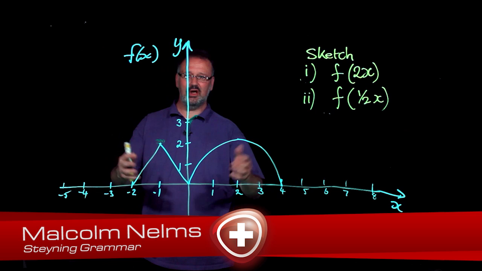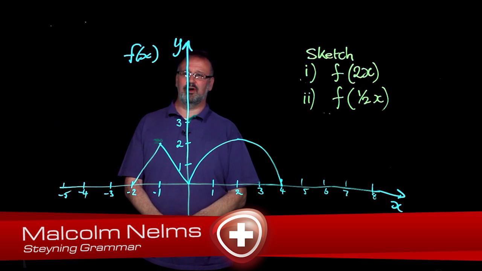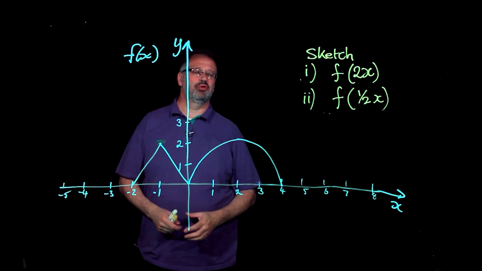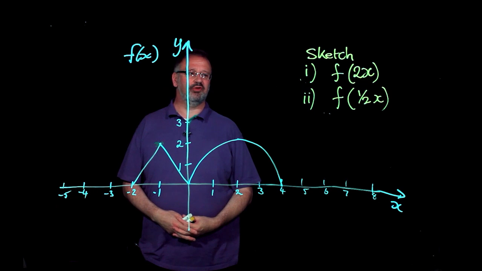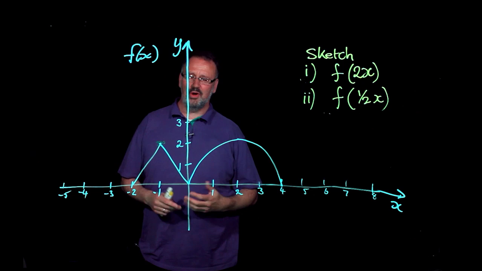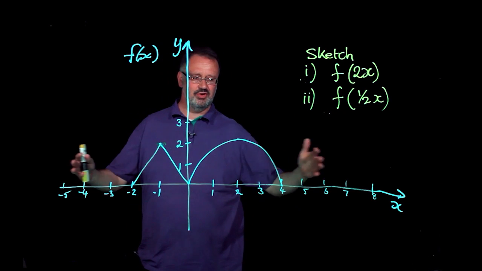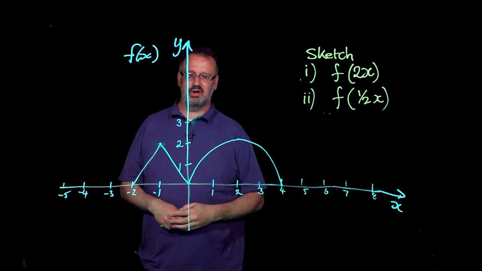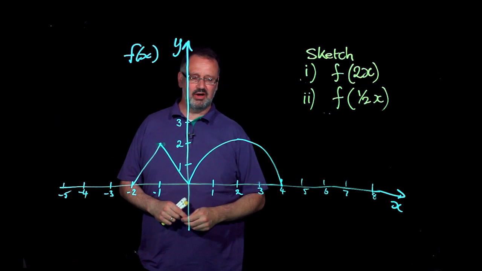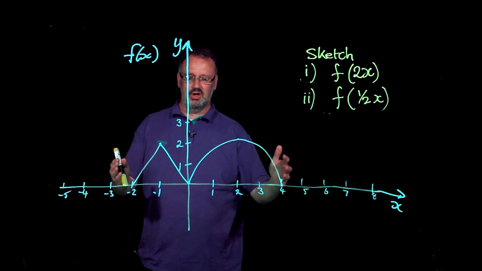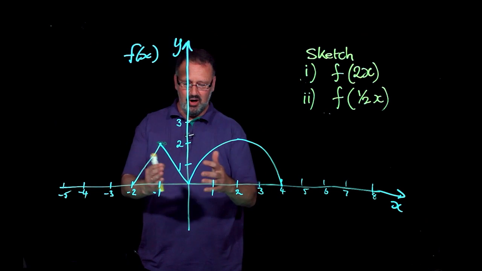I've been given this sketch here for the function f of x. I'm being asked to sketch f of 2x and f of half of x. The common error for this, with f of 2x, is to say it stretches it by 2 in the x direction. This is incorrect, because actually what we need to do is to stretch it by a half in the x direction.